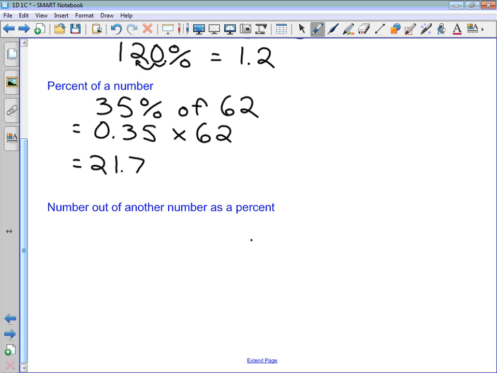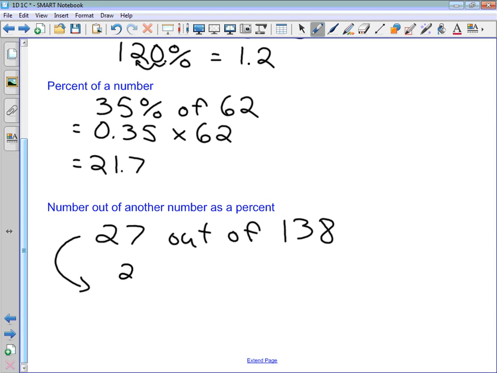Well, the other kind of question is you've got one number out of another number, and you want to express this as a percent. So you might have something like 27 out of 138. What is this as a percent? Well, we're going to take this, make it into a fraction, 27 out of 138, and then we just want to convert this fraction into a percent.